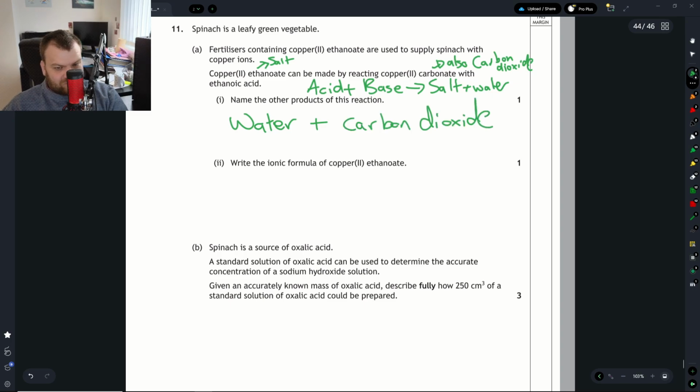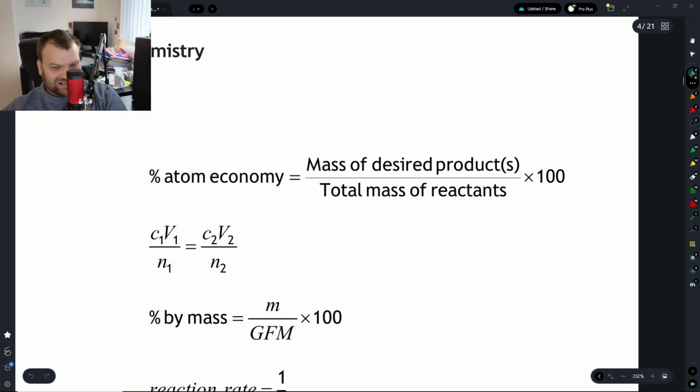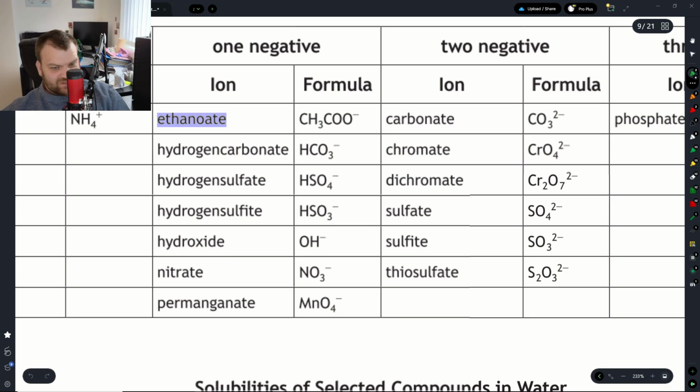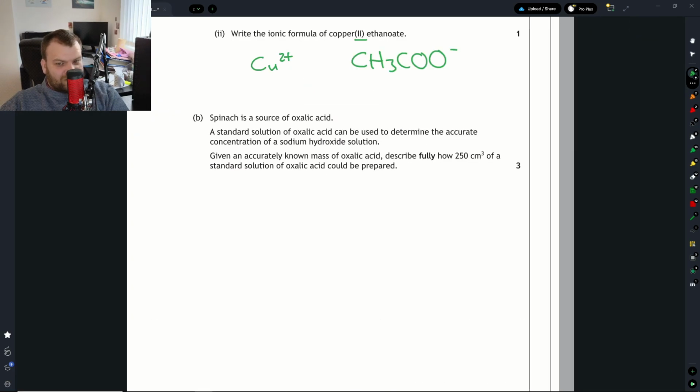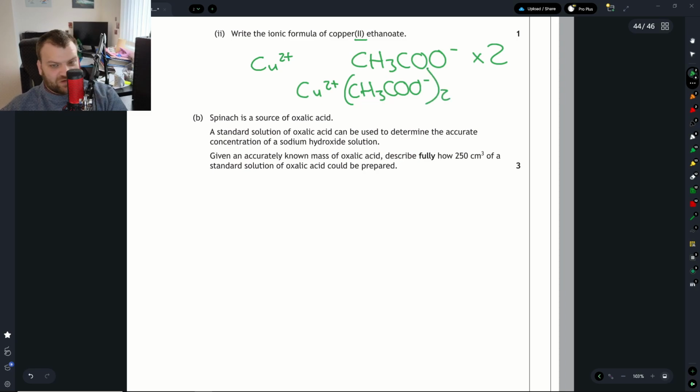Next up, we're to do the ionic formula of copper ethanoate. Copper has a valency of 2, as it says here. That means it's got to be a 2 positive charge. For ethanoate, we can get that from the data booklet. The data booklet says that it's CH3COO negative. For the formula to balance out, we need to have 2 of the ethanoates, because then you get your 2 negative charge that will balance it out. That would be Cu2 plus CH3COO negative, but we need 2 of them, and that will be your correct answer.